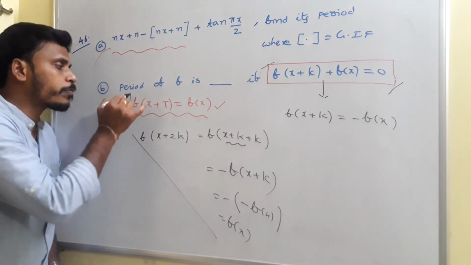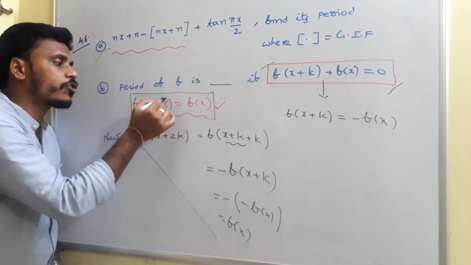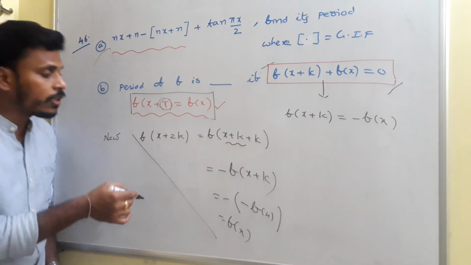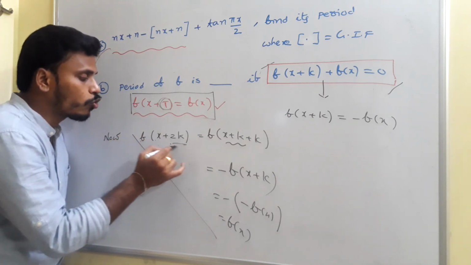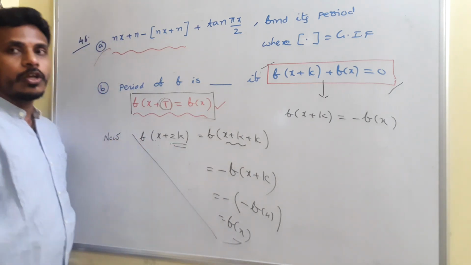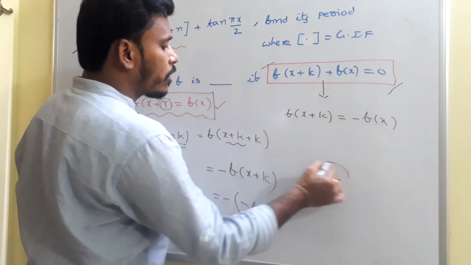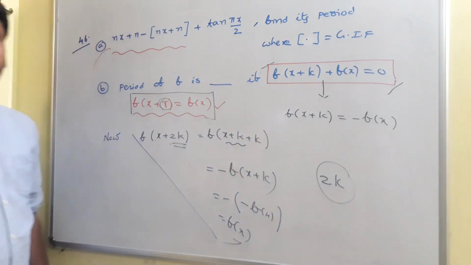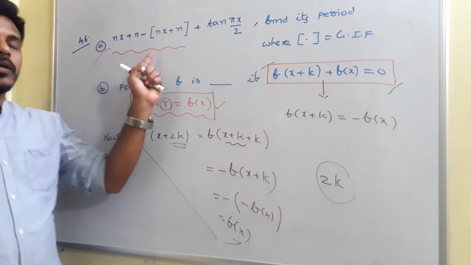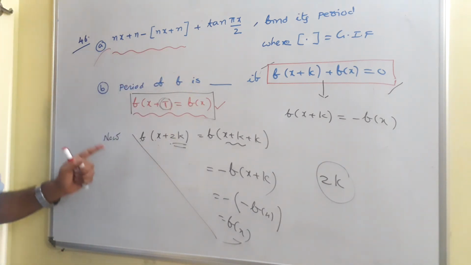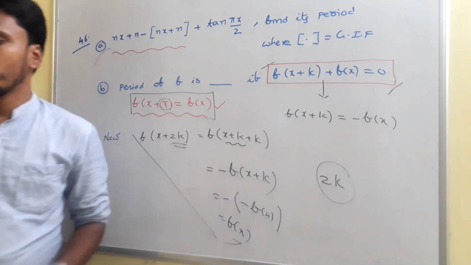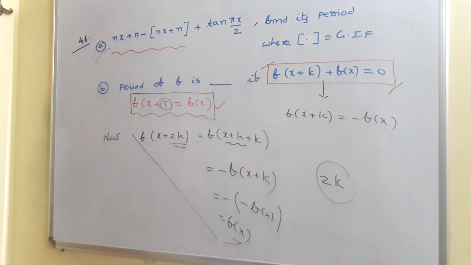If f of x plus t is equal to f of x, t is the period, and here f of x plus 2k is equal to f of x. So what to say about the period of this function? The period of this function is 2k. Okay, have a look. For the first one the period is 1 and for the second one the period is 2k. So this is something about periodic functions and their periodicity.